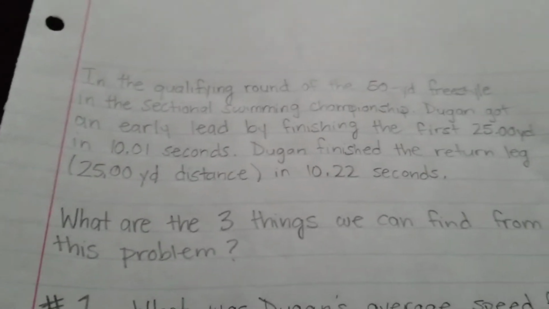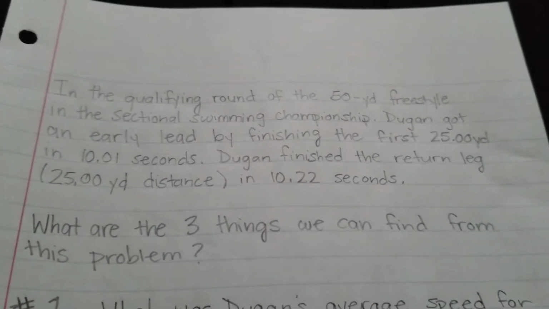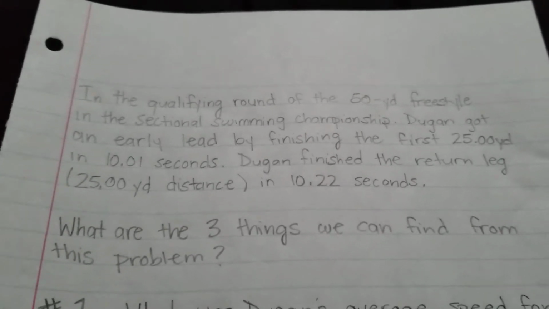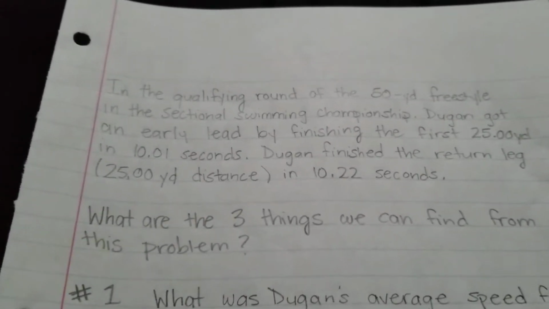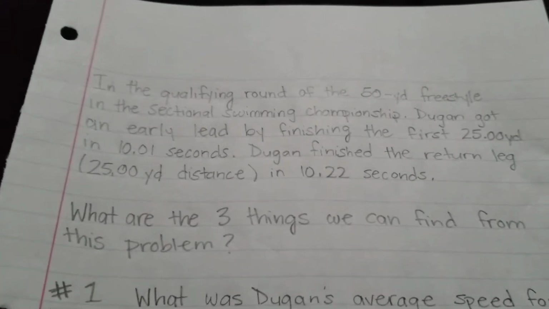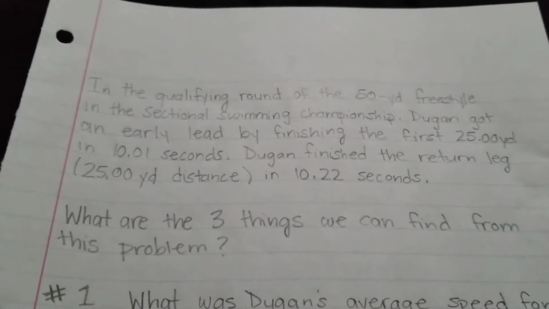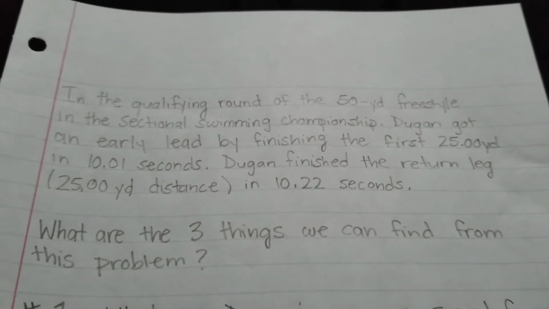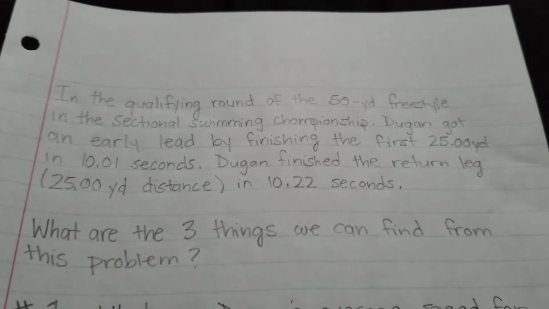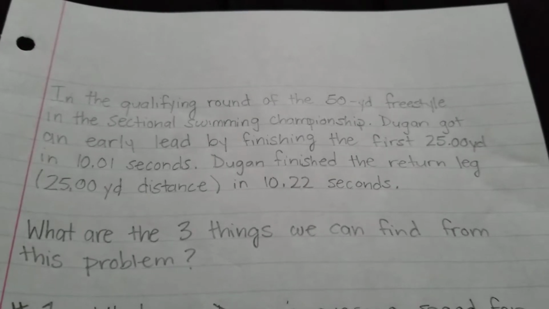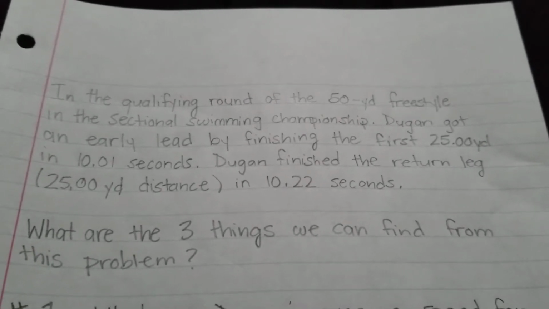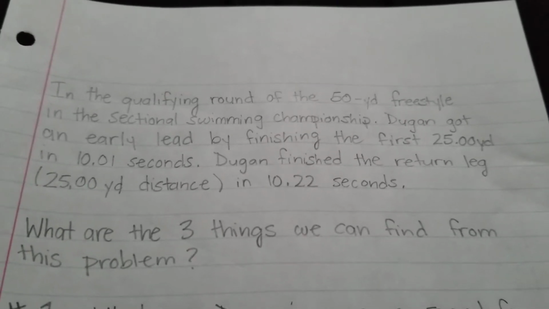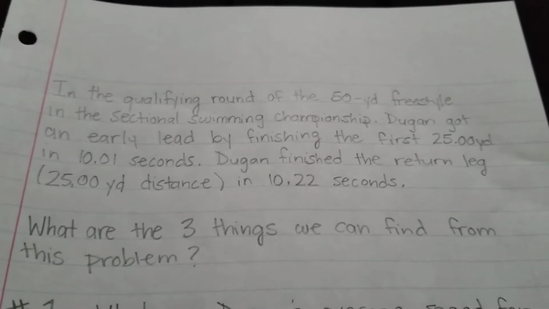Alright, so today we're going to be solving a problem that includes information from the lecture in which we learned position, velocity, and acceleration. So I chose a problem from physicsclassroom.com that states, in the qualifying round of a 50-yard freestyle in the sectional swimming championship, Dugan got an early lead by finishing the first 25 yards in 10.01 seconds. Dugan then finished the return leg of 25-yard distance in 10.22 seconds.